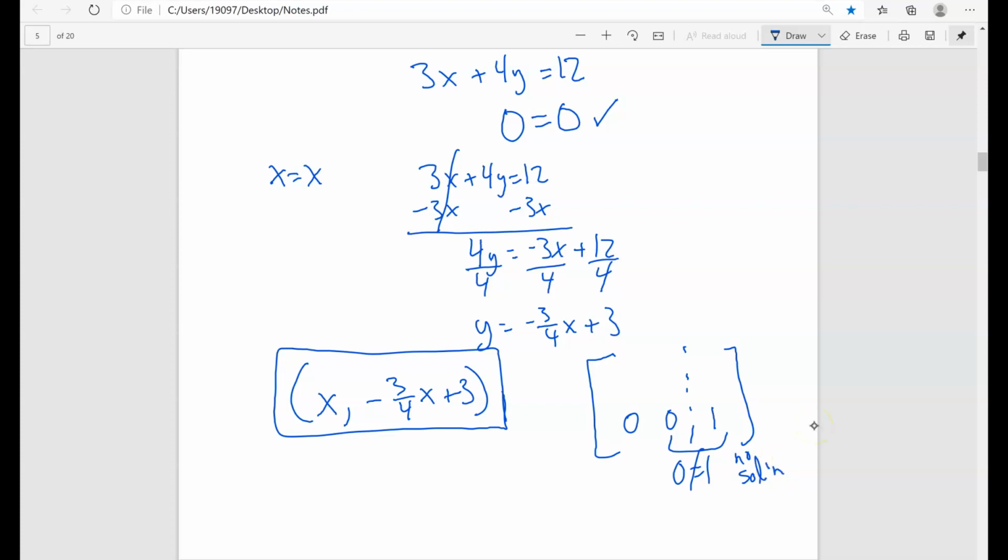Okay. All right. So in the next video, what we're going to do is 3x3, which is going to be a little more complicated. And then we'll also do one which is dependent.